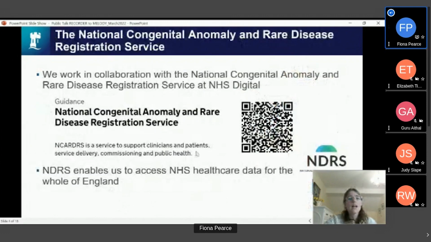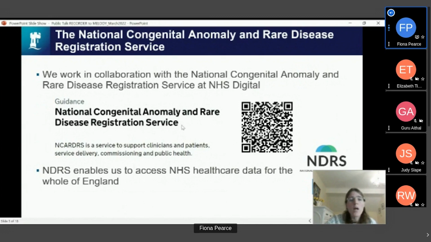So how do we do research in rare diseases? Well, back in 2016, Public Health England created a new arm of national disease registration to join the National Cancer Registration Service, which has been around for the last 20 years and has really been instrumental in improving outcomes for people with cancer in the UK. This new part of it is looking at congenital anomalies and rare diseases and offering the opportunity to register them in a systematic way across the whole of England.